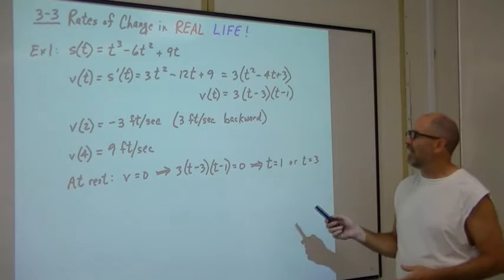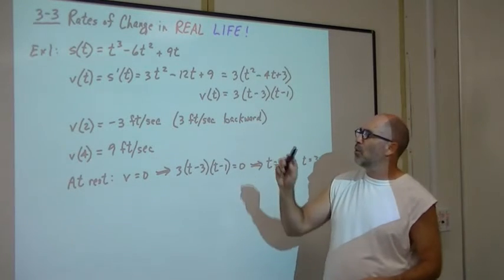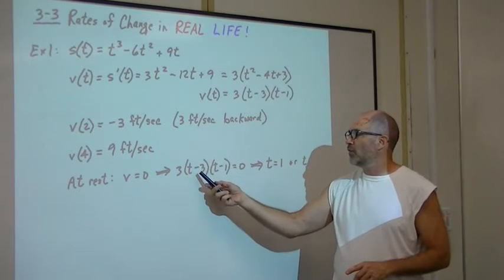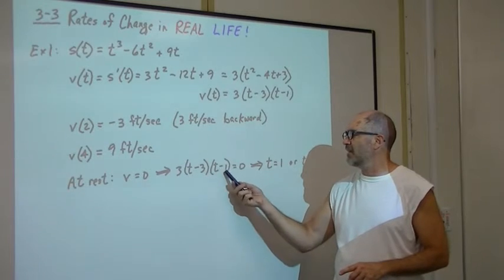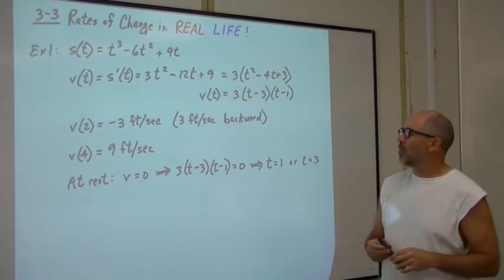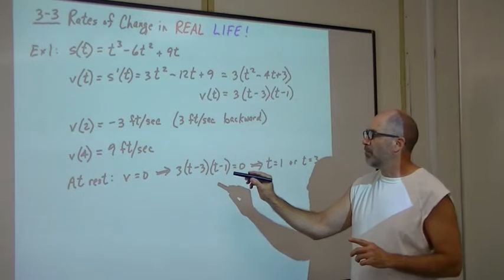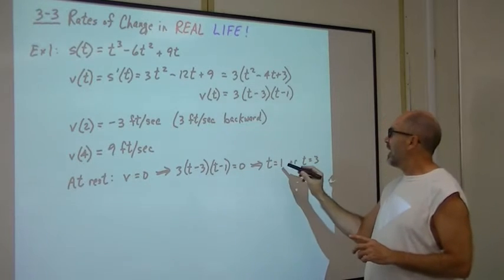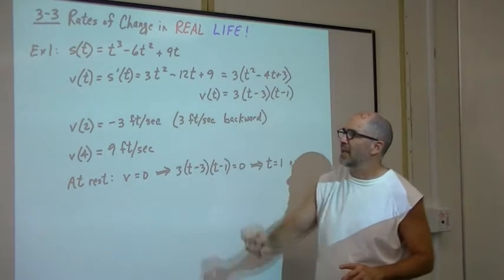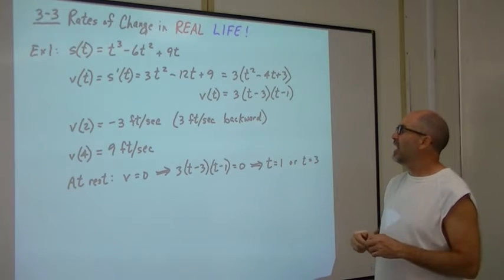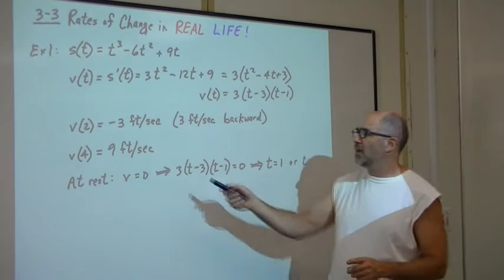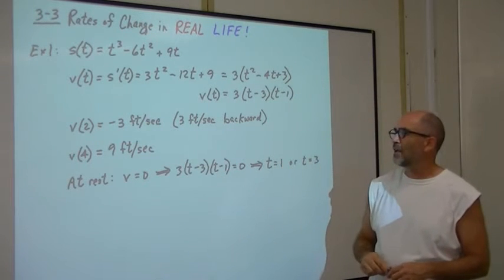So notice we see that in the beginning the particle is moving forward, because when t equals 0, you've got 3 times negative 1 times negative 3, which is a positive 9. So the particle begins moving in the positive direction, or toward the right. Then at 1 second, it stops and goes back left. Notice at 2 seconds, it's going left still, or backward. And then at 3 seconds, it stops and goes forward again. And notice by 4 seconds, it's going 9 feet per second in the forward direction.